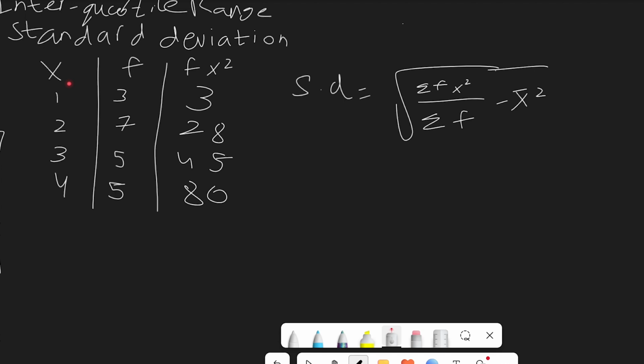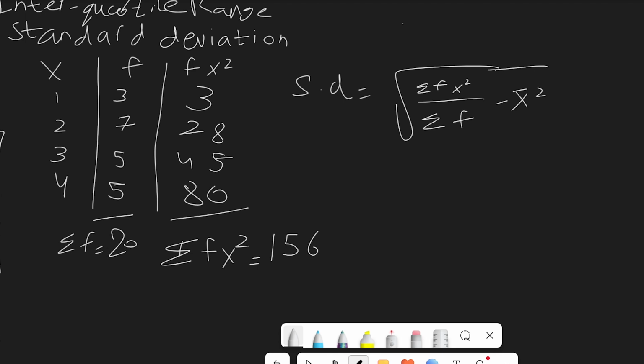Then we calculate sigma of fx square, which is 3 plus 28 plus 45 plus 80. You can calculate it on your own, and the answer would be 156. And sigma f would be 5 plus 5 is 10, plus 7 plus 3, which is 20.